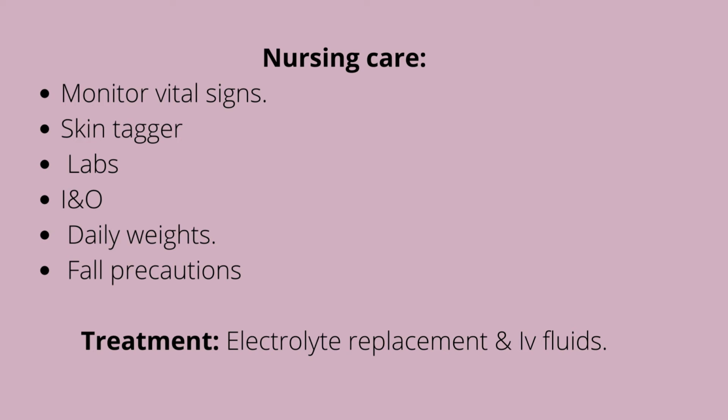We'll observe their labs. We'll maintain a strict input and output, right? The output should be at least 0.5 ml per kilo per hour. So depending on how much your patient weighs, this is the formula of how to replace that body fluid, which is 0.5 ml per kilo per hour. And then we're going to measure daily weights just so that we know we're not overhydrating this patient.